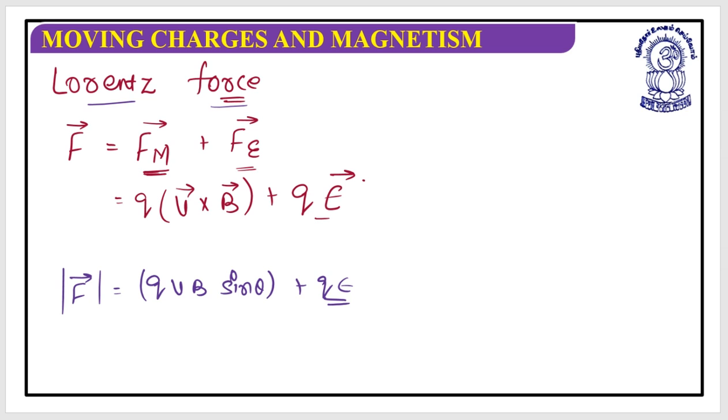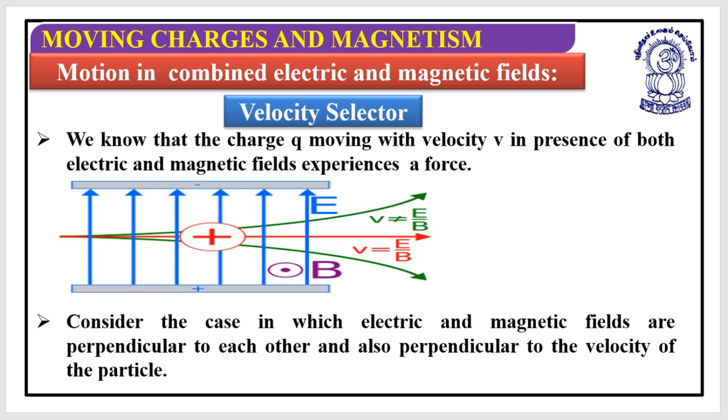Based on this principle, we have a certain device that we call a velocity selector. Why do we require it? Where do we require it? We are going to discuss it. But before we move to that, let's look at what a velocity selector is.